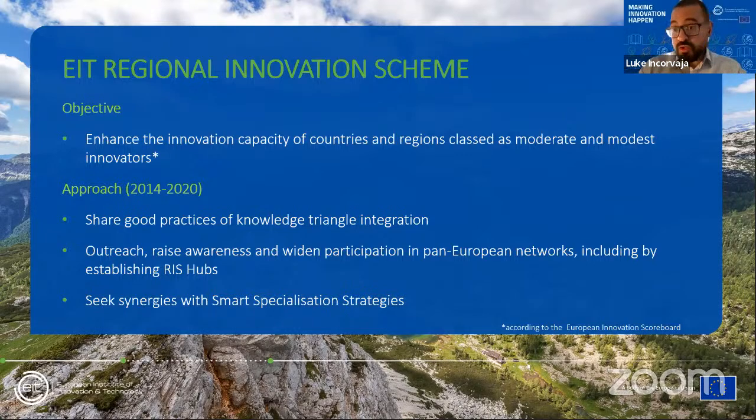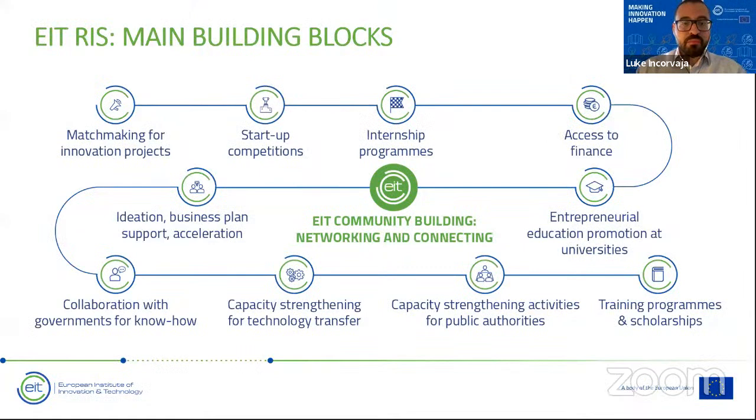During the same period, we also aimed to seek synergies with the smart specialization strategies. For those of you who are unaware, these are strategies implemented across countries and regions in Europe, aimed at highlighting those areas where research and innovation can be strongest. The idea is that we would implement activities which are in full complementarity with those strategies already being developed in those countries. So how is the EIT RIS implemented?